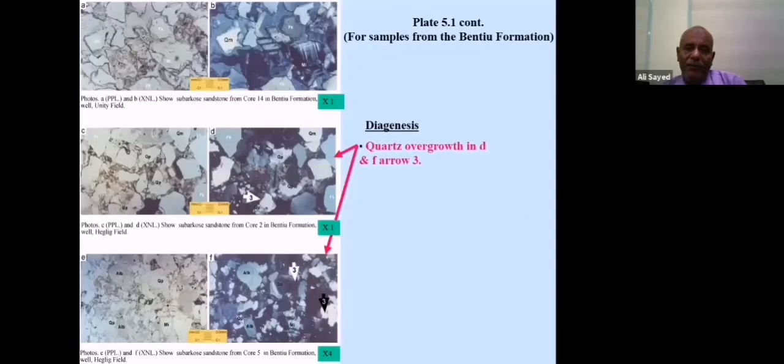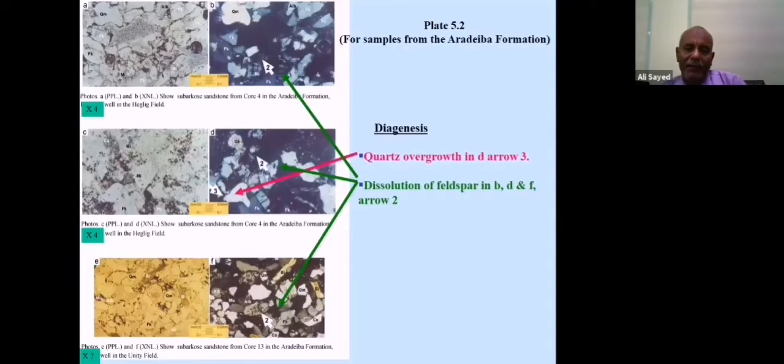Here also you can see the quartz overgrowth. Quartz overgrowth lowers the porosity because it is deposited within and around the detrital quartz grain, filling these pores and leaving few porosities. Also, you have here diagenesis, also the dissolution of feldspar in Aradeba.